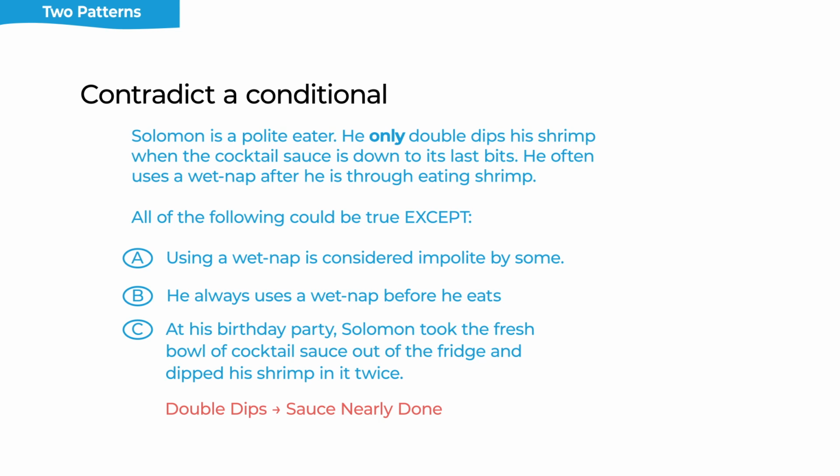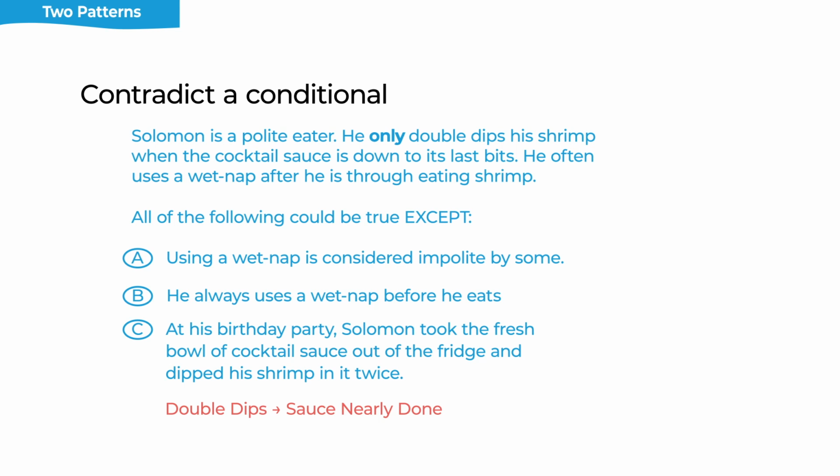Only and only if and only when always indicate necessary conditions. So this is actually telling us that in order for him to double dip his shrimp, it's a requirement that the cocktail sauce is down to its last bits. Required things go on the right. That's called the necessary condition.